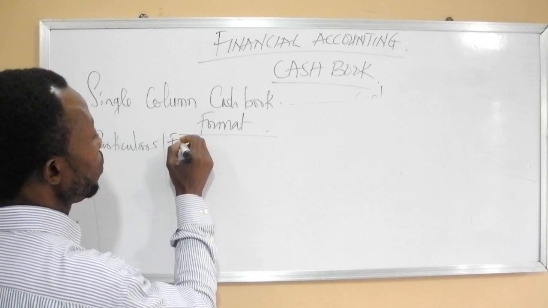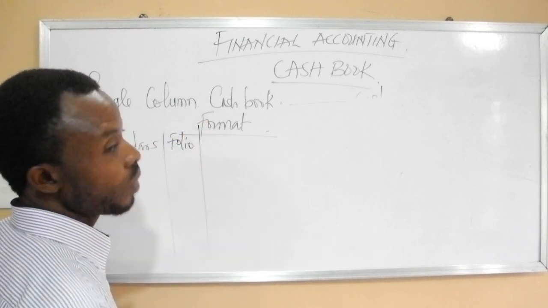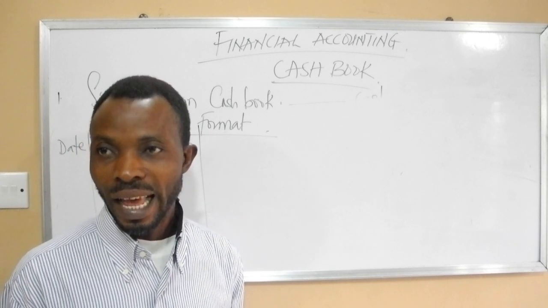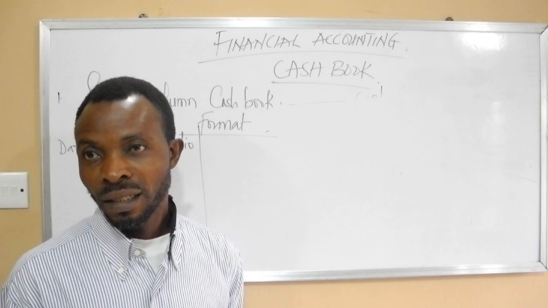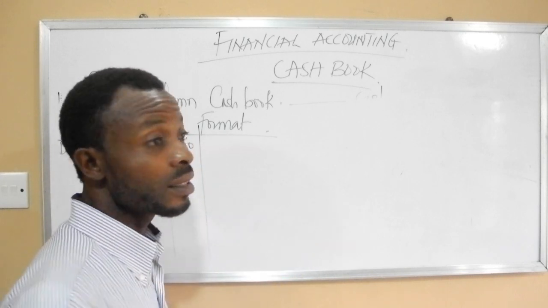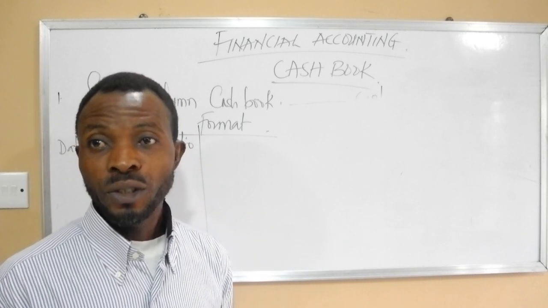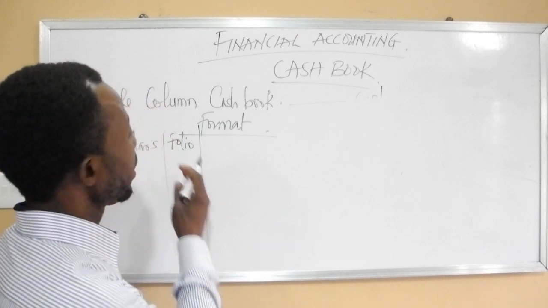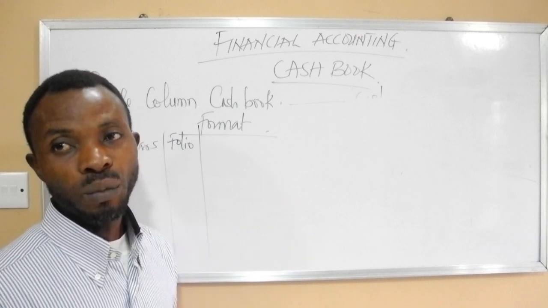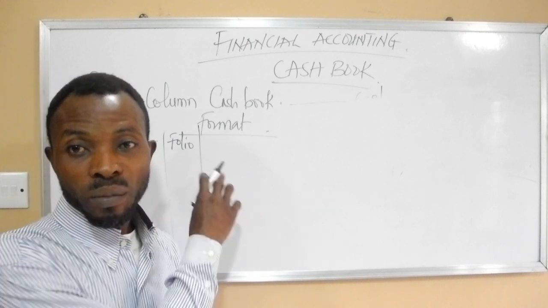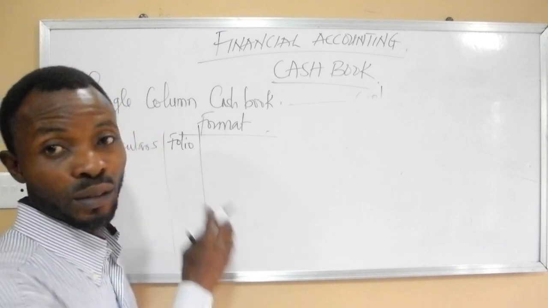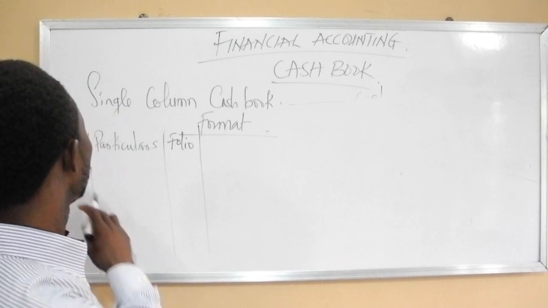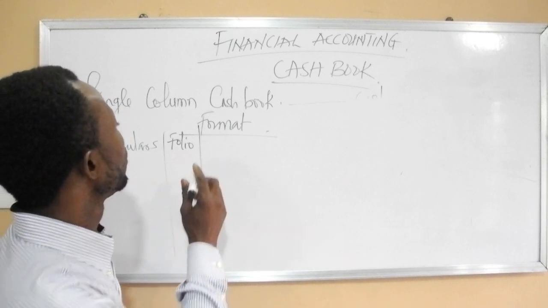Then you have folio. You have a separate column for folio. Folio is just the same thing as saying you are picking the serial number on the receipt. Do you understand? For every cash sale, a receipt will be issued. So the serial number of that receipt, you just pick it. It's the same thing as saying you are picking the folio, because the folio number or the serial number must correspond with the particular transaction. So you have a date, particular, folio, then what else?